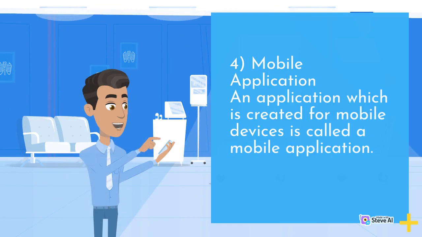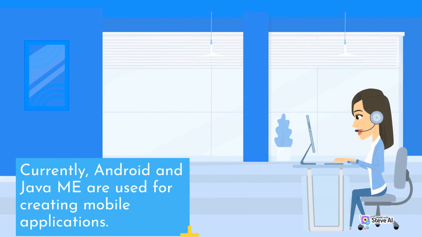4. Mobile application. An application which is created for mobile devices is called a mobile application. Currently, Android and Java ME are used for creating mobile applications.